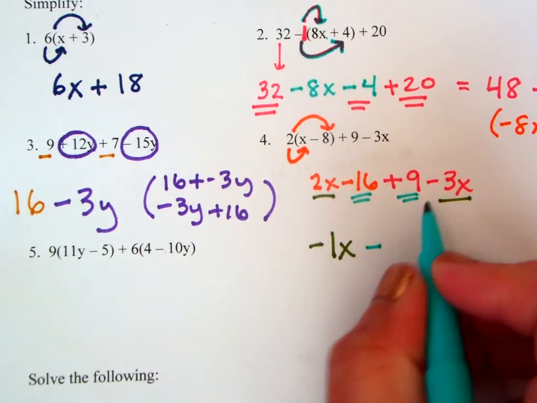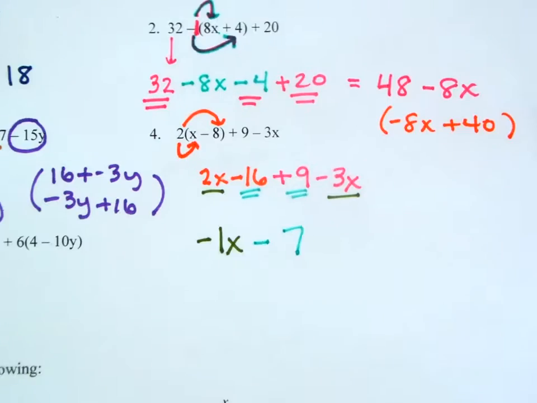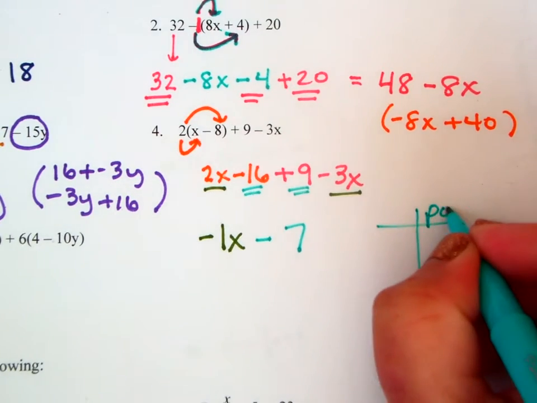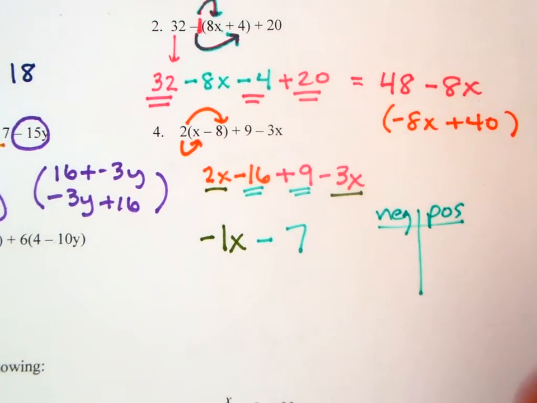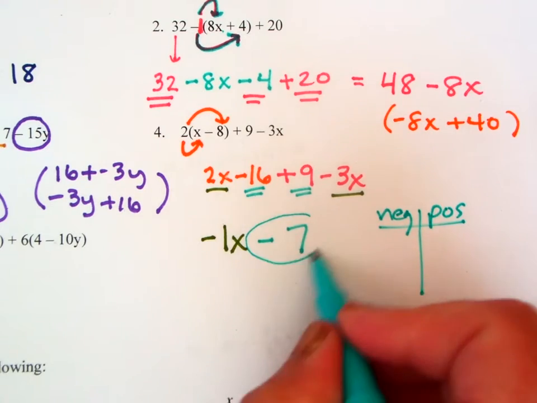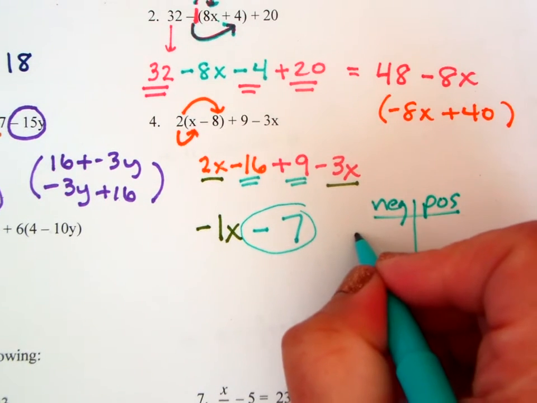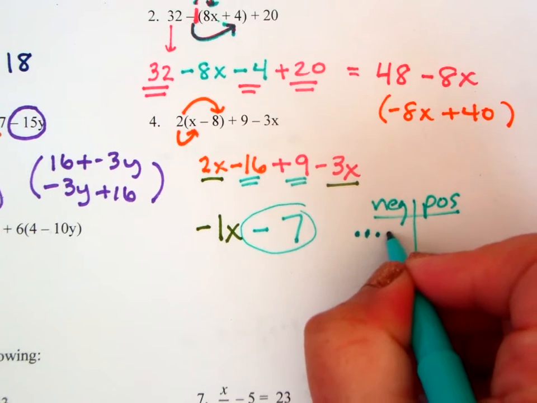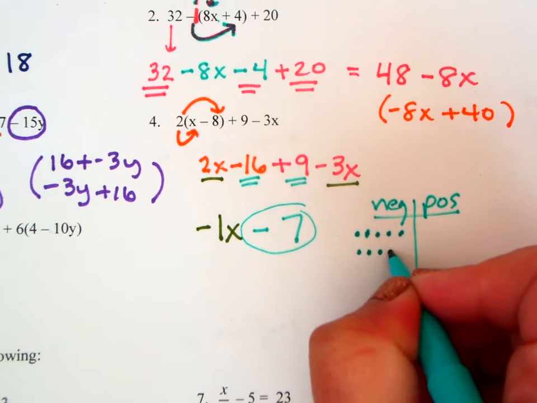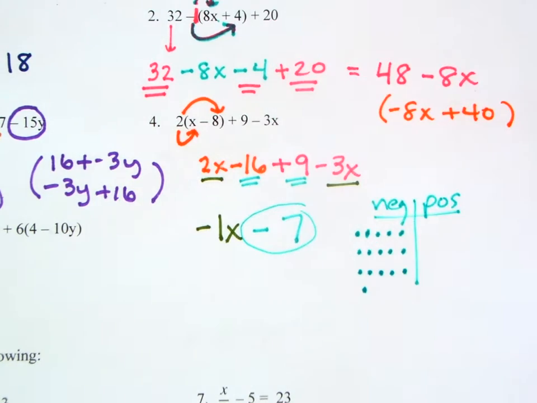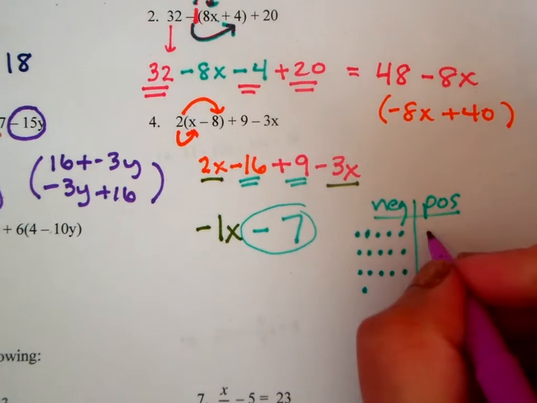So minus 7. Okay, if you are still kind of forgetting how you can do that, remember we could do positive and negative dots. And if I do this 16 and the 9, which was kind of a little harder to get that negative 7, I would have 16 negative dots. Okay, so 16 negative dots and 9 positive dots.